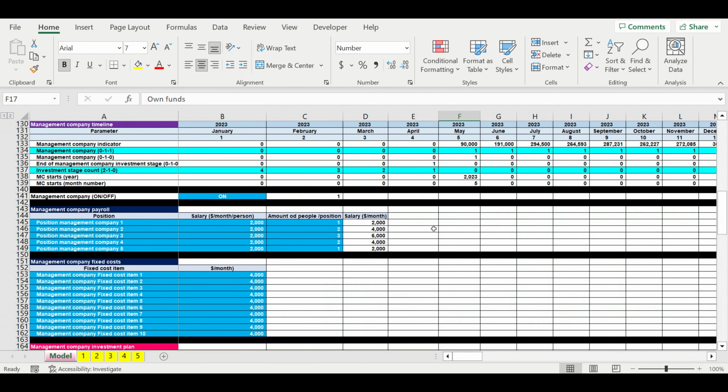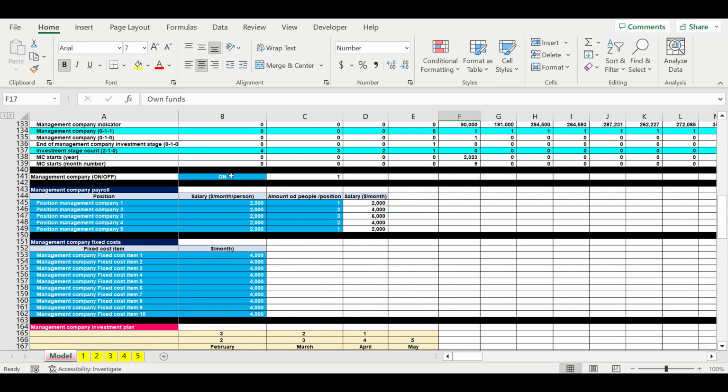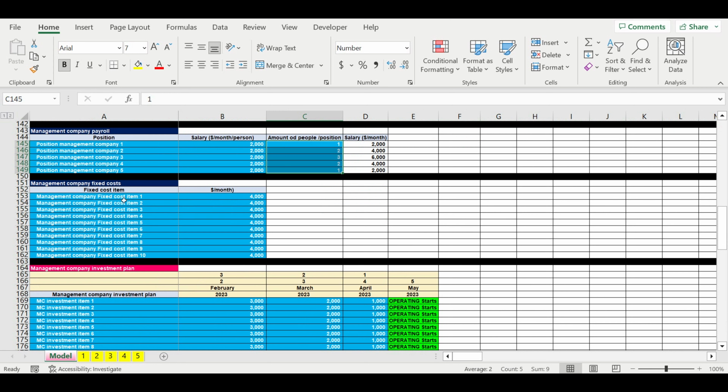Then we have a switcher for the management company, whether it exists or doesn't exist. These are the management company payroll: this is the position, this is the salary per person on each position, and this is the number of people on each position inside the management company. This is the management company fixed costs: these are the items, and these are the monthly payments for each fixed cost item.